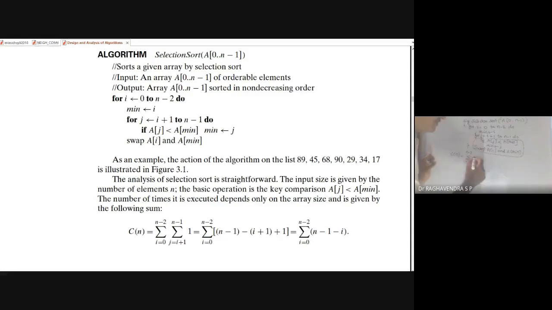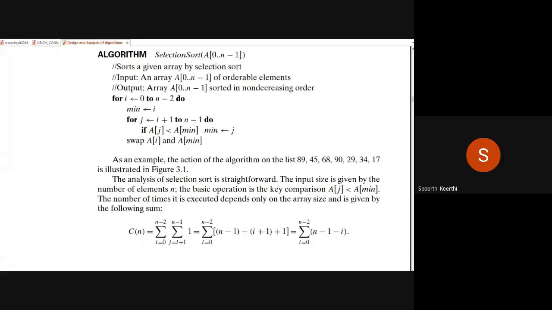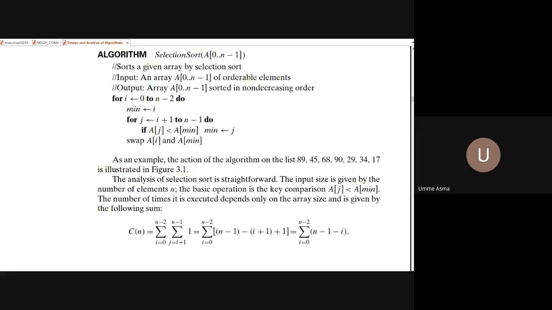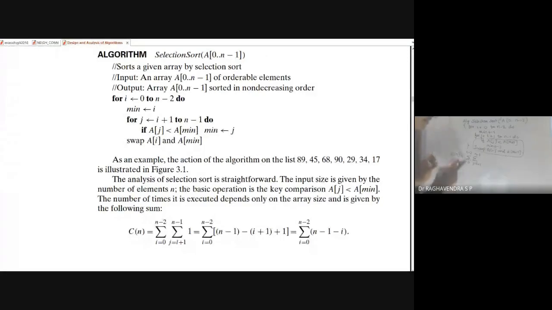Next one is the second for loop. It is the J loop always. So summation of J equals, it starts from I plus 1 up to n minus 1. For this many repetitions, how many times will the basic operation be executed? One time. Okay. So now we have to simplify this.